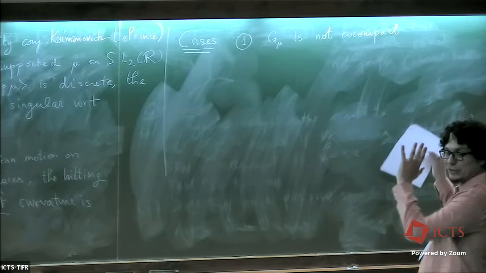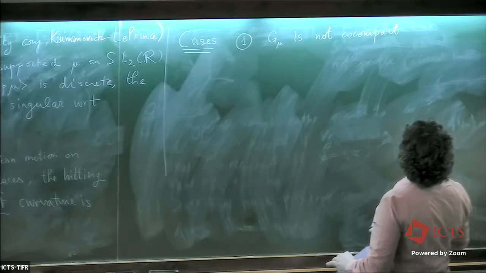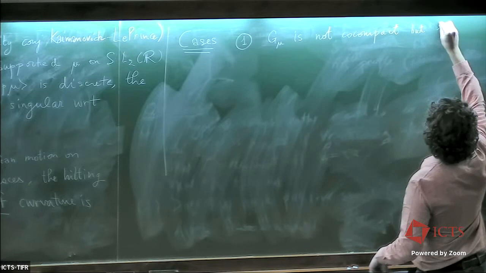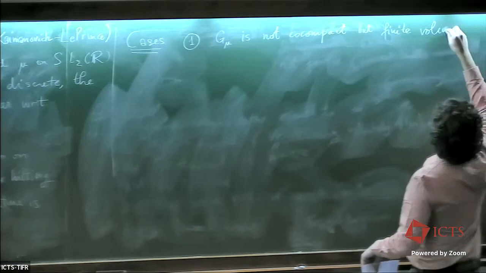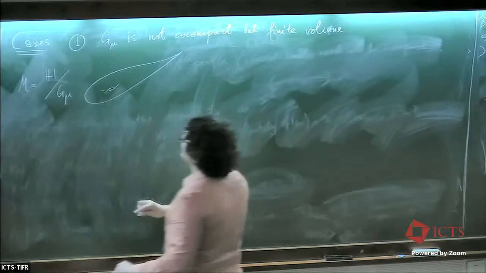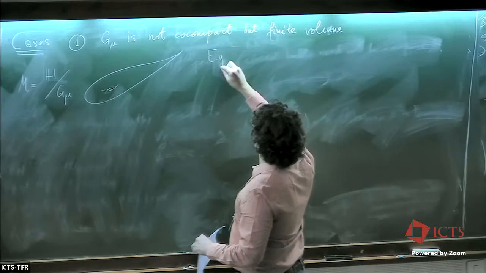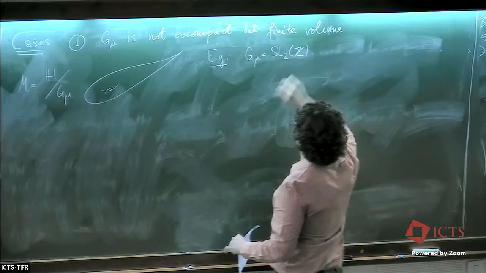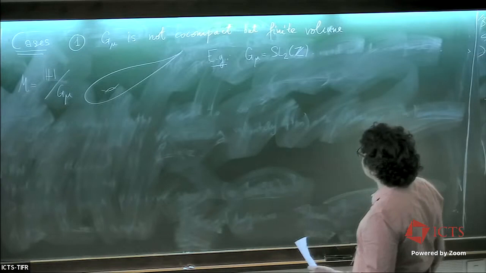So if G_mu is not co-compact but has finite volume. If it's infinite volume, the limit set is too small, but the conjecture is not a problem. Now we consider M, the quotient of H by G_mu. This is a hyperbolic surface with more than one cusp. For instance, the example everybody likes is SL(2, Z), which is connected to number theory, and other modular curves are also of this type. In this case, the conjecture is known.